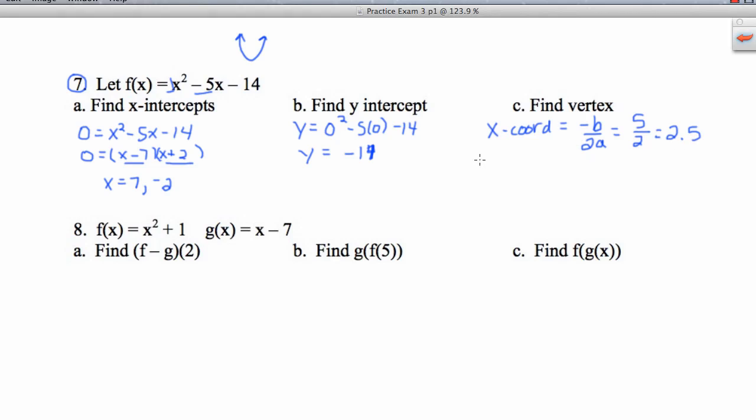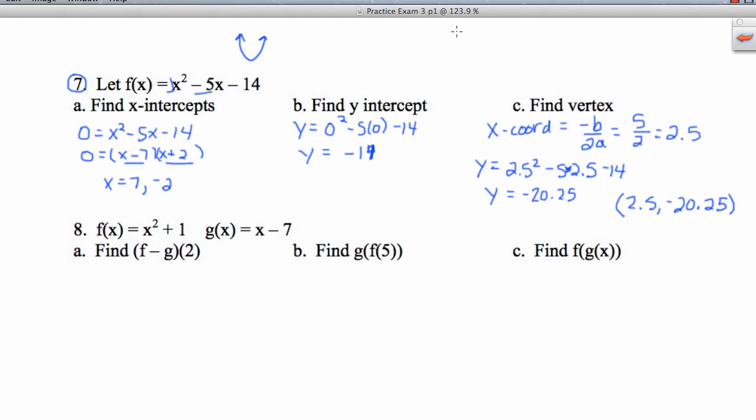Once you have the x-coordinate, you can just use your equation to get the y-coordinate. So we're just going to sub in our x-coordinate for x. So 2.5 squared minus 5 times 2.5 minus 14. That's a times sign right there. So now I just plug that into my calculator. And I come out with a y value of negative 20.25. So my vertex is at an x-coordinate of 2.5, y-coordinate of negative 20.25. That's where my vertex is.